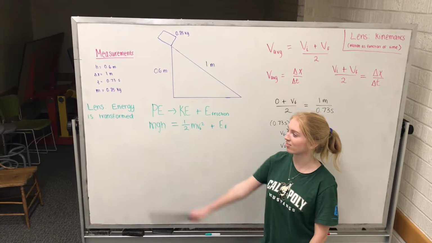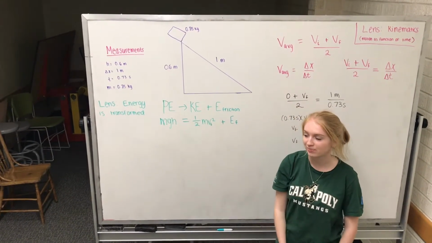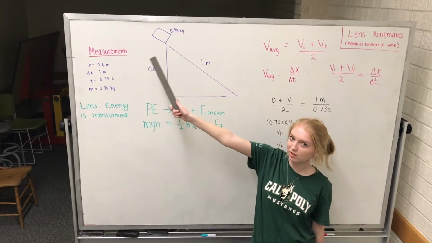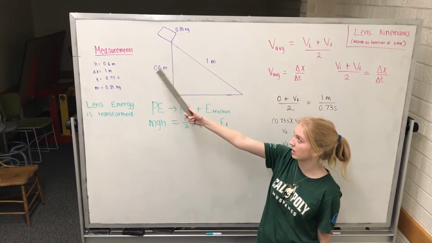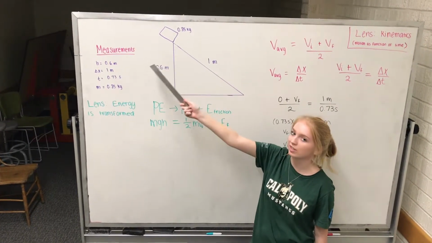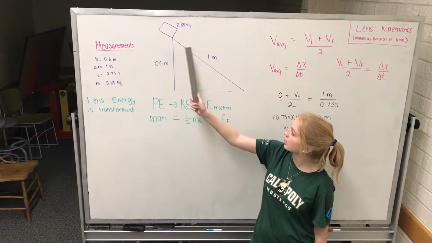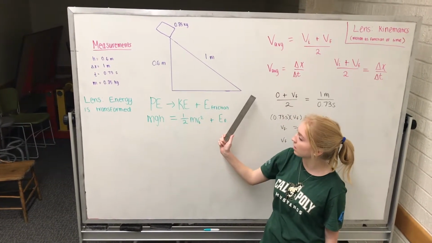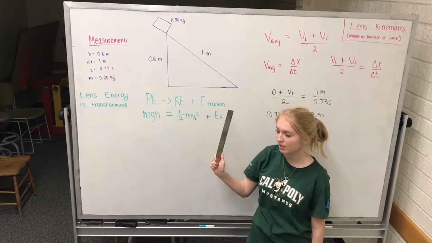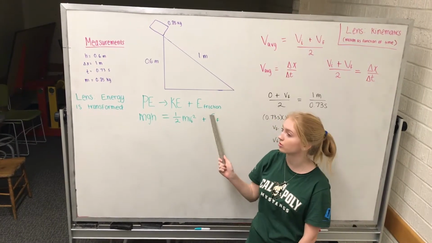Now we're going to take a look through the energy lens because there is a transformation of energy. So at the top, we know that there is potential energy because it's at a height of 0.6 meters, and then there's no kinetic energy because the velocity is 0, and then as it slides down the ramp, the potential energy is transformed into kinetic energy, and there's also some energy that's lost due to friction.